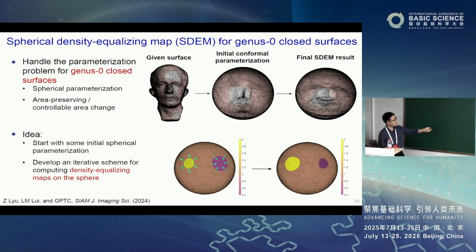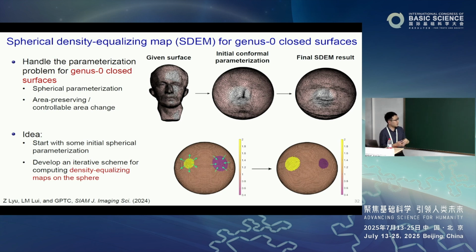So for a genus zero closed surface, as we mentioned at the very beginning, we would basically like to map it to a unit sphere, and then we want to achieve density equalization. That means we want different parts of the sphere to be expanding or shrinking according to our desired effect. So that gives us the motivation of considering this spherical density-equalizing map, SDEM. For this SDEM, we want to achieve spherical parameterization with area preservation or controllable area change.